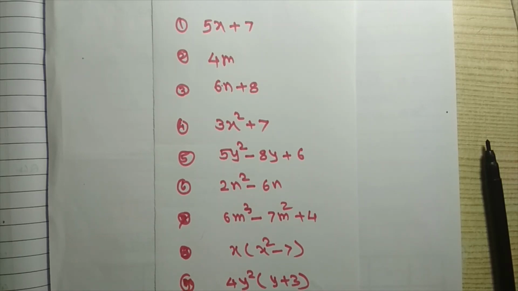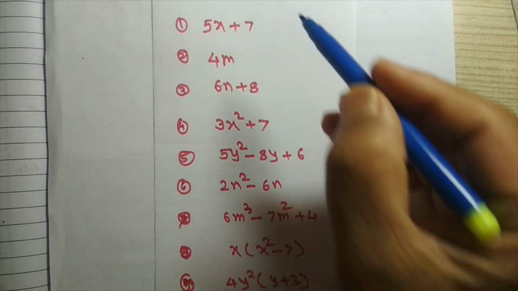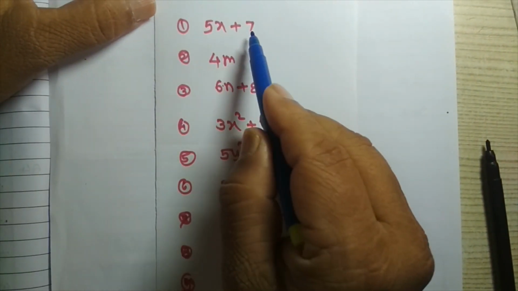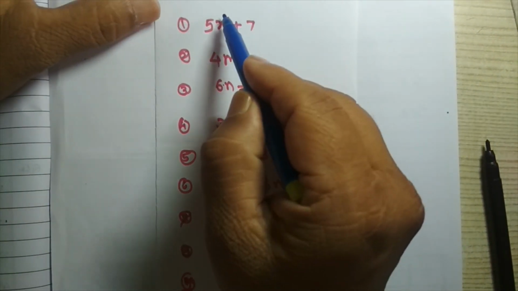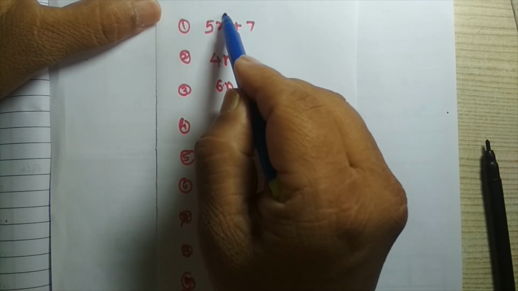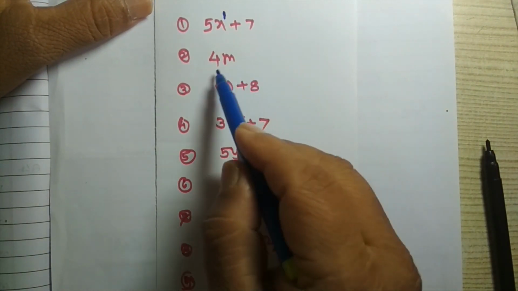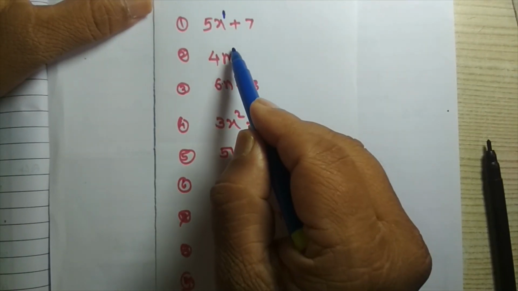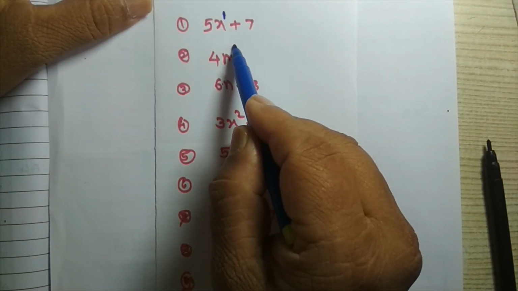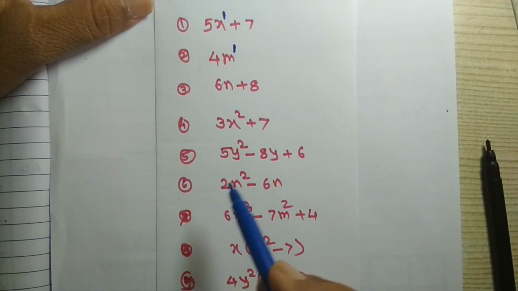We have to see some polynomials. First polynomial, 5x plus 7. In this case, the index of the variable x is 1. Second polynomial, 4m. The index of the polynomial is 1, that is a monomial.